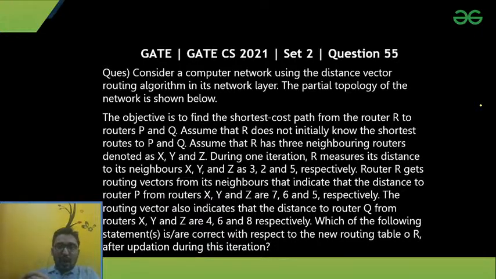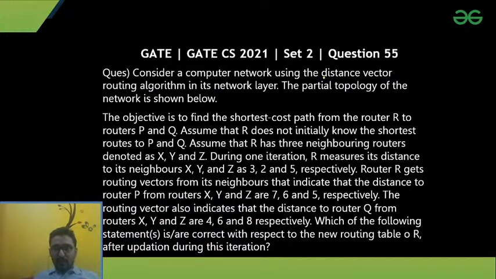So this question was asked. This one is a recent question that was asked on this routing algorithm in Computer Science 2021, and it was question number 25. So what is written in this question and what has been asked? The question is like this. Consider a computer network using the distance vector routing algorithm in its network layer.